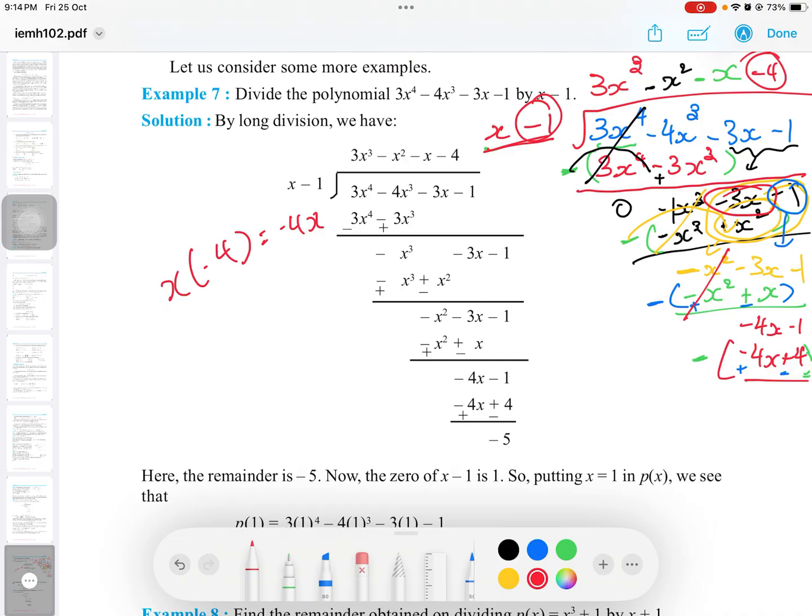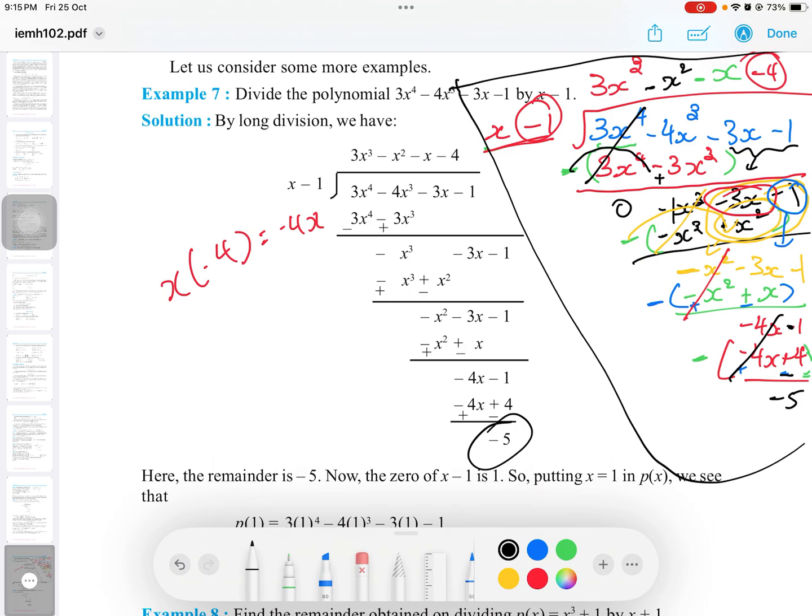Now what I'm going to get is that minus 4 plus 4 will be cancelled, minus 1 and minus 4 is going to give me minus 5. There you go. That's all. This is how you divide a polynomial by another polynomial. That's all there is to it.